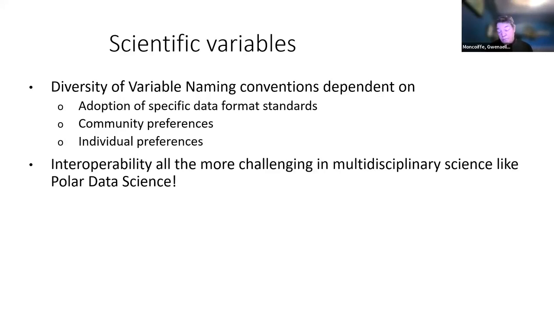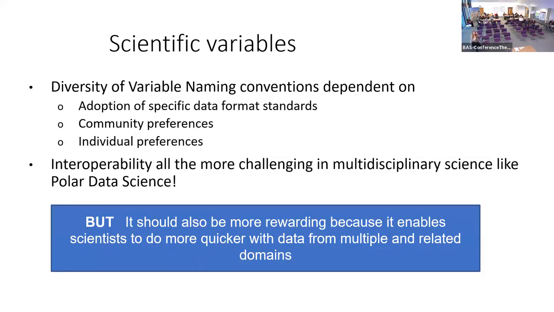Obviously this poses a challenge for interoperability, and it's also more challenging in multidisciplinary science, like polar data science, of course. But I think in your case, it's also much more rewarding, because much more can be done if data can be exchanged across disciplines very quickly, allowing scientists to make analysis and processing across different types of data.